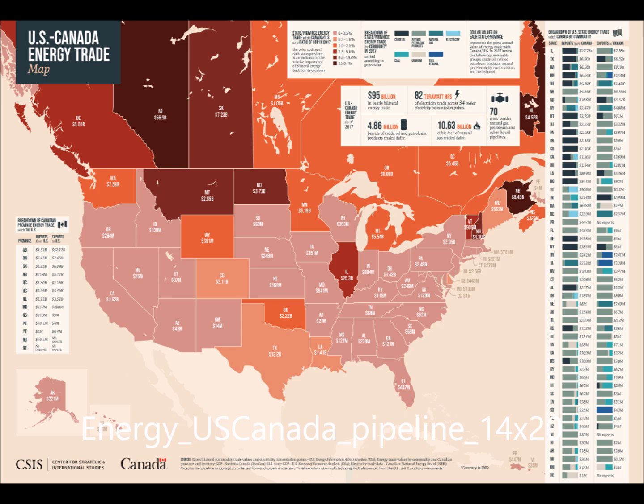Alongside this, the dollar value of energy trade for each region is displayed, allowing for direct comparisons of absolute trade amounts. Beyond the map, the infographic presents key quantitative data, including the total annual value of energy trade, $95 billion, the amount of electricity exchanged, 82 terawatt-hours, and the daily volumes of crude oil and natural gas traded, 4.86 million and 10.63 billion, respectively. It also clarifies the types of energy commodities included in the trade figures.